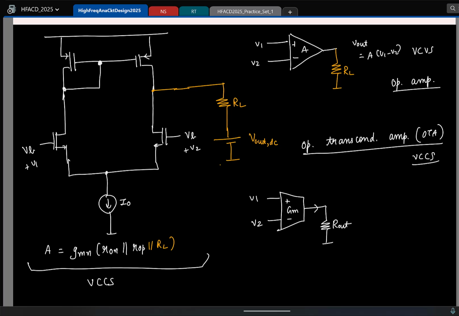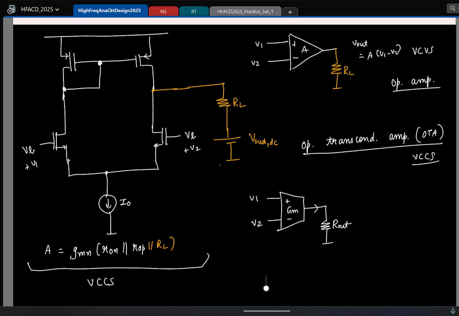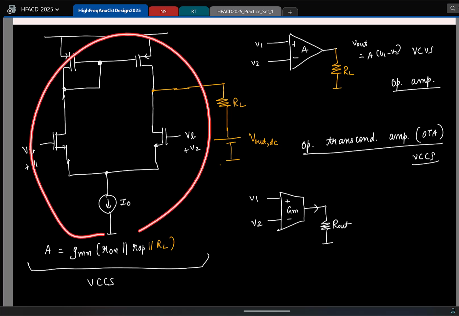Every element is a voltage controlled current source. Yeah, exactly. That's what I was getting at. This shouldn't be surprising because we are making this entire thing using transistors. And as you know, transistors are voltage controlled current sources. So it's not surprising that the entire thing is also a VCCS.